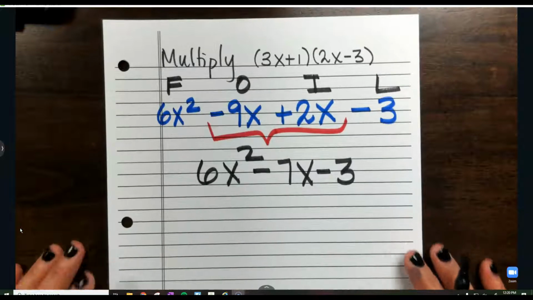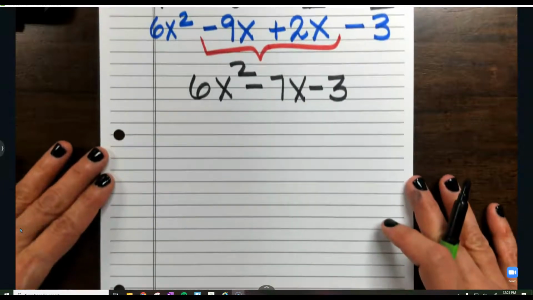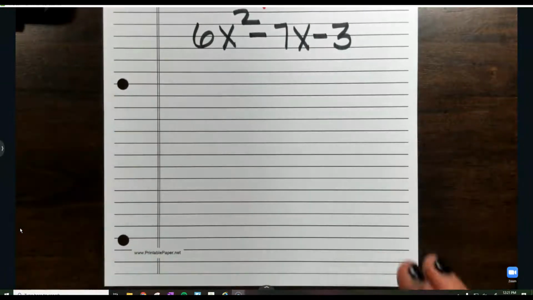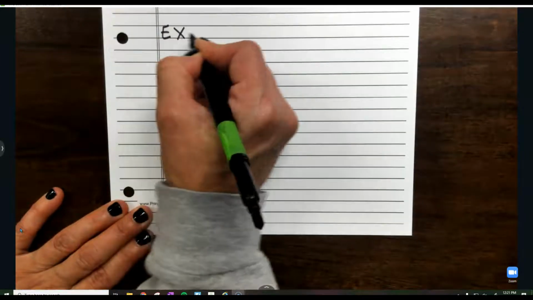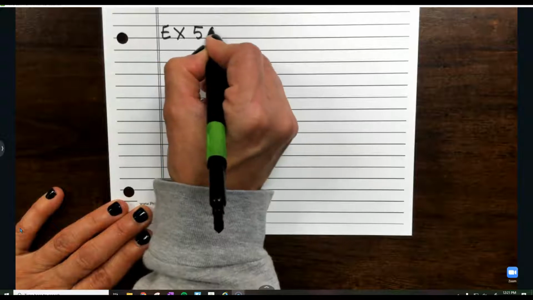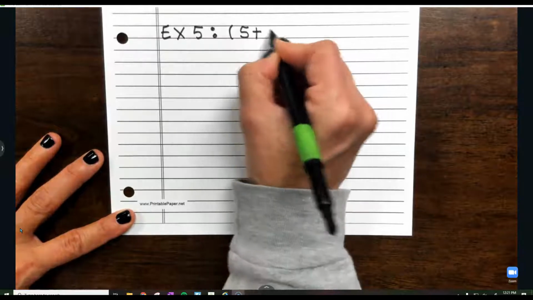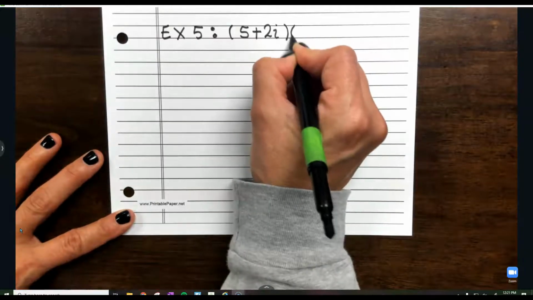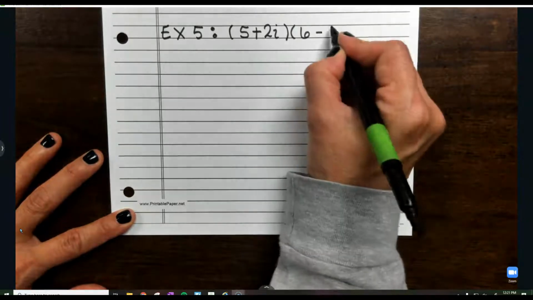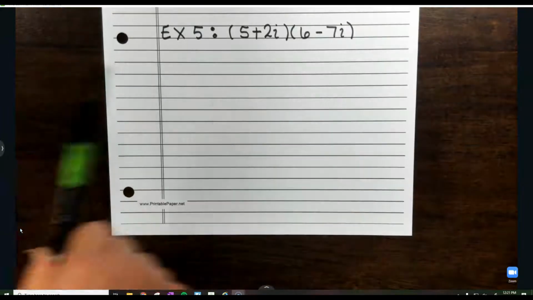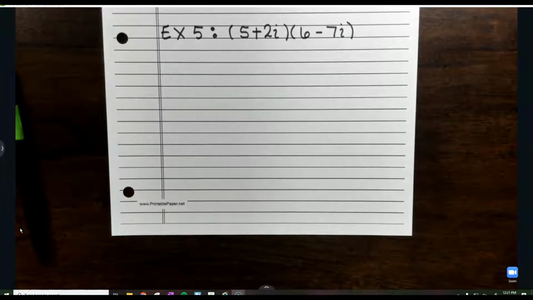Okay, so we are still going to FOIL, but we're dealing with complex numbers, so let me show you how to multiply two binomial complex numbers together. So please write this down. Okay, please write that down. And we're going to be rolling here.